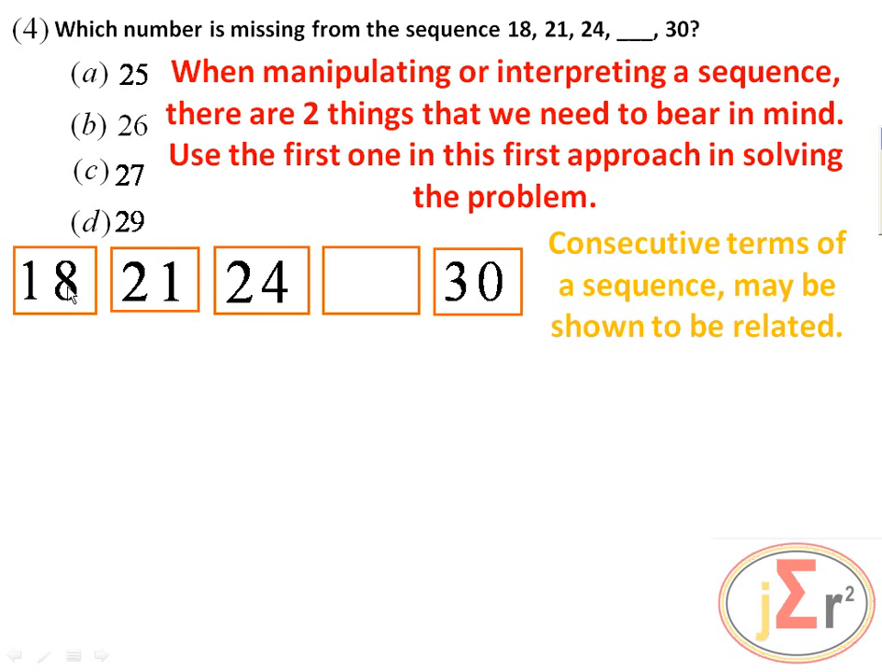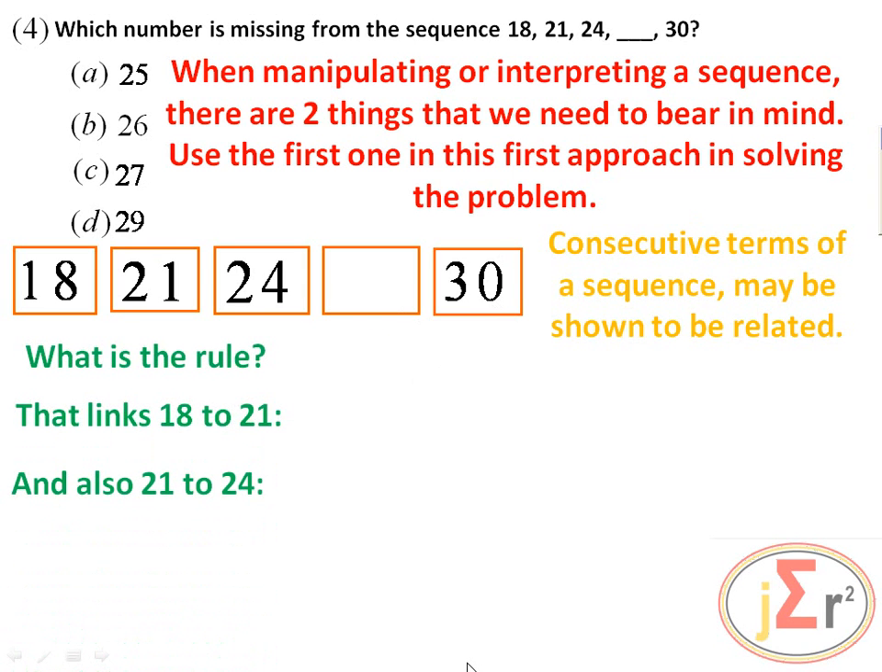If we go from 18 to 21, that's what? 3. And if we are going from 21 to 24, what's that? 3. So in going from 18 to 21, we added 3. And going from 21 to 24, what did we add? 3. So in going from 24 to this one, what should we add? 3. And if it is correct, when we take this one and add 3, then we should get 30. Yes.